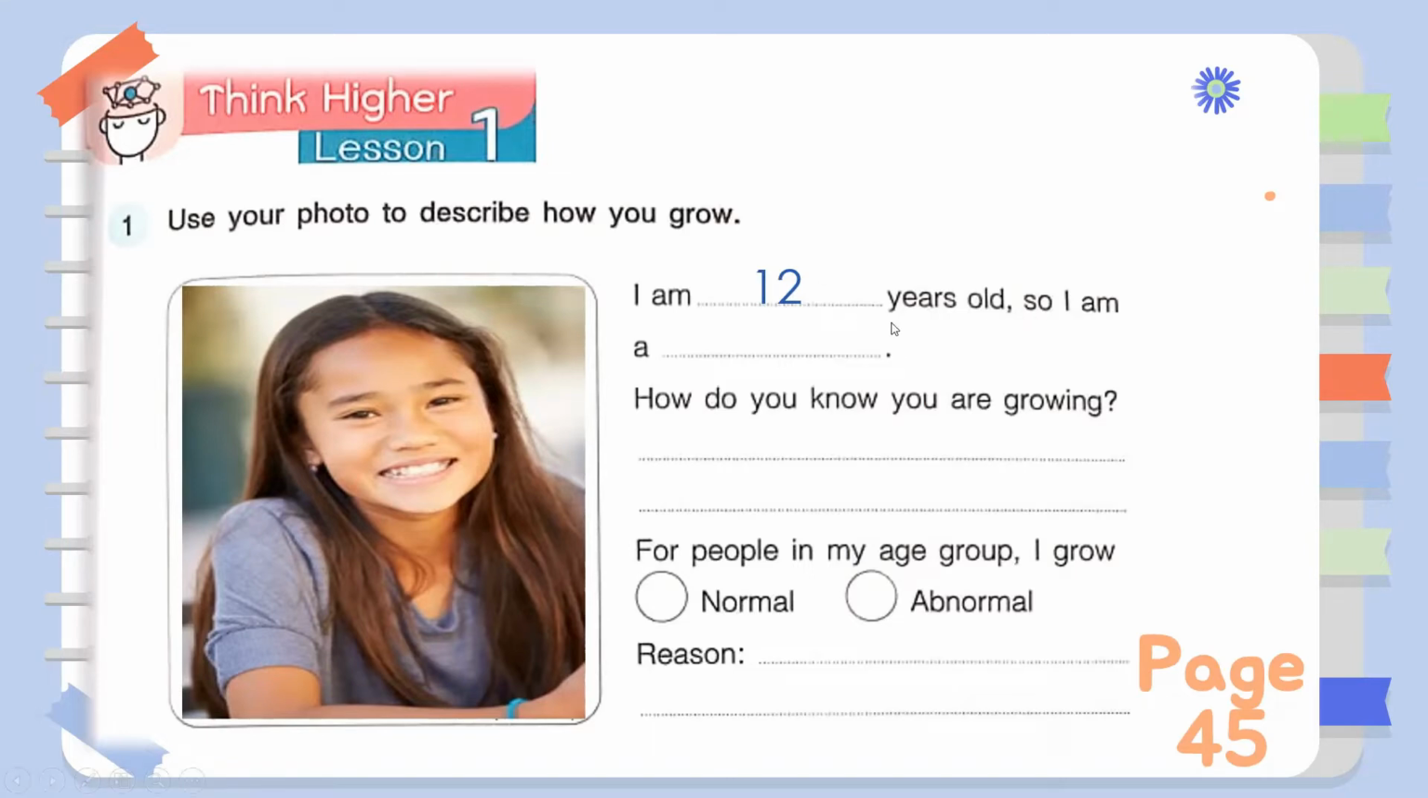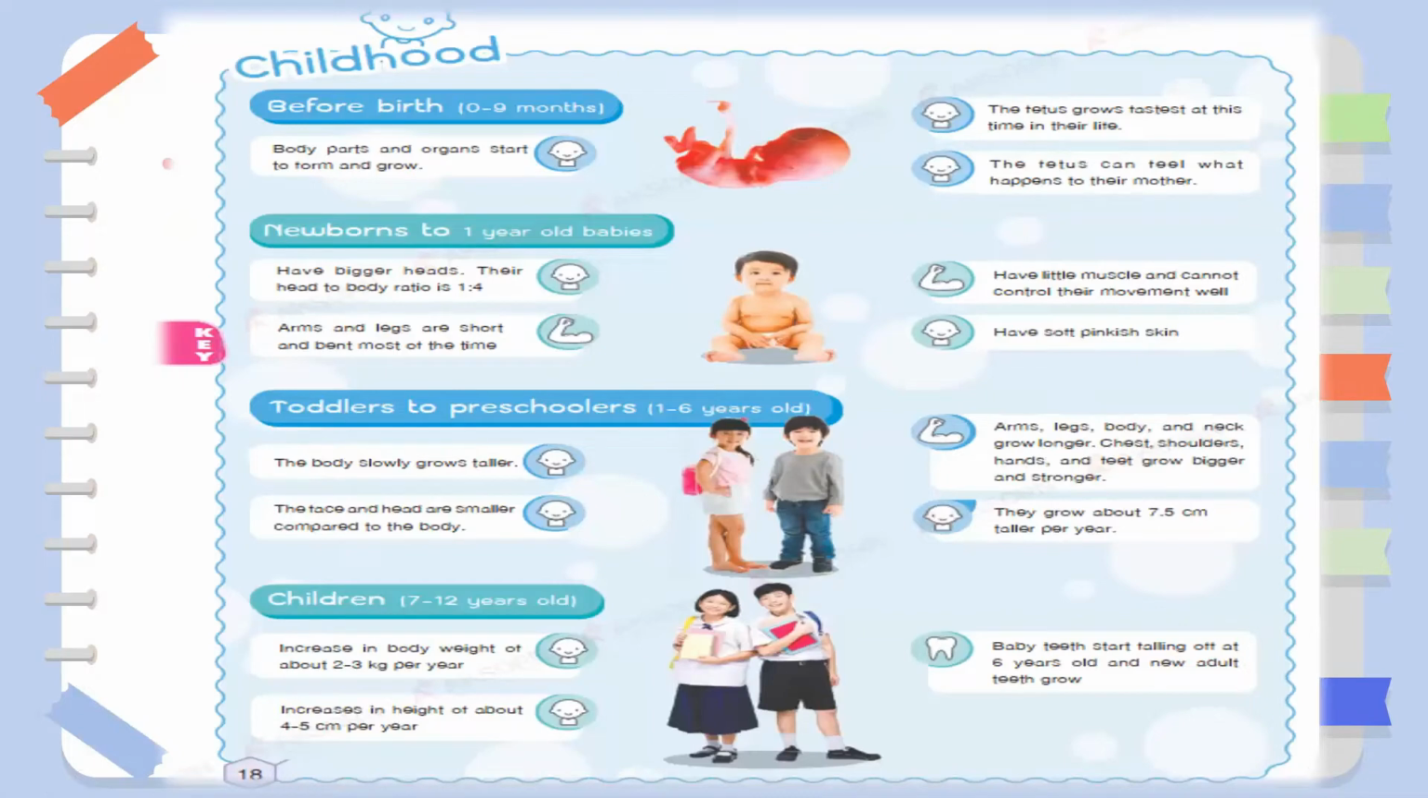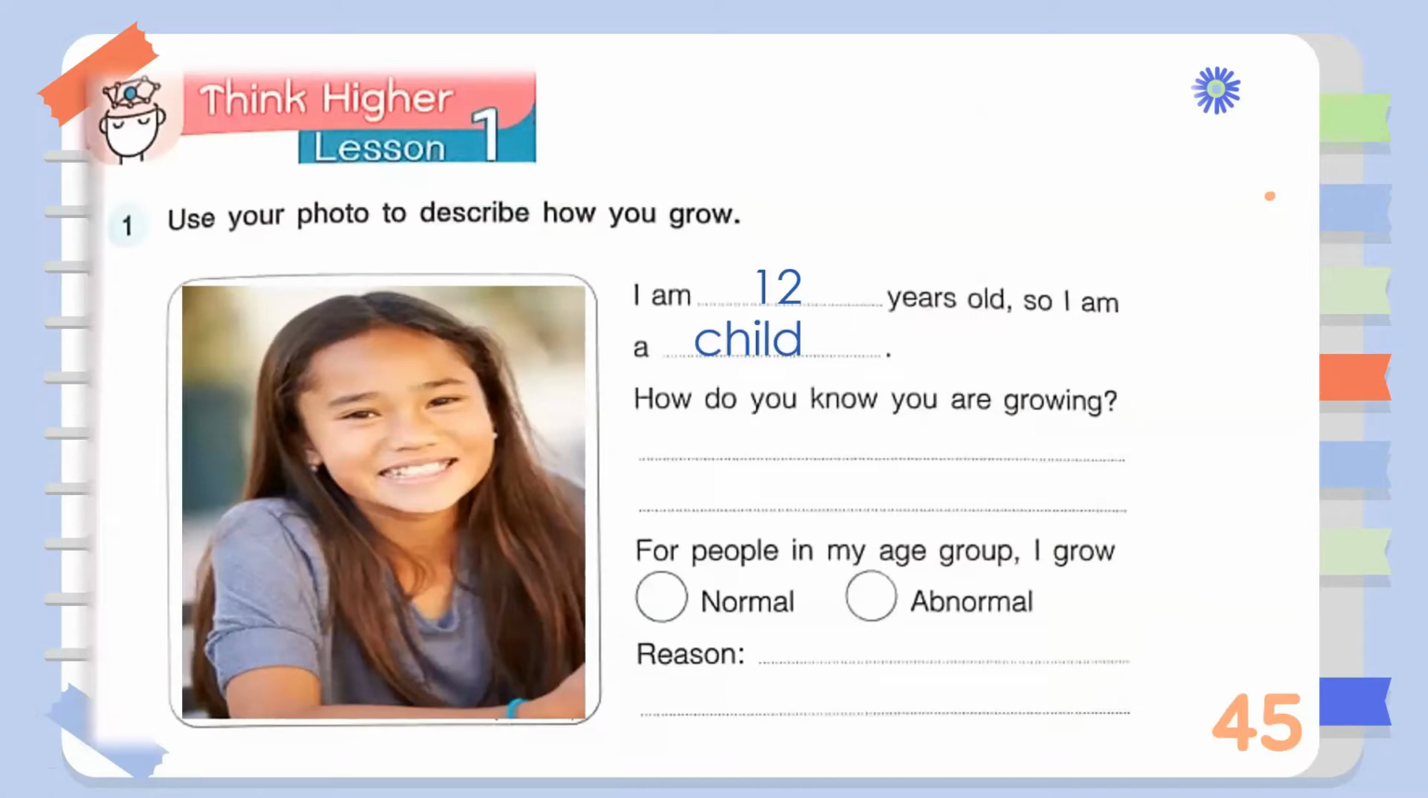After writing your age, let's proceed to the second blank. It says, so I am a blank. What stage of human growth does a 12-year-old kid belong to? Let's take a look at our previous lesson. Remember that 0 to 9 months is before birth. 1-year-old babies are newborns. 1 to 6 years old are toddlers to preschoolers. 7 to 12 years old are children. So basically you are under children, so you write here child.